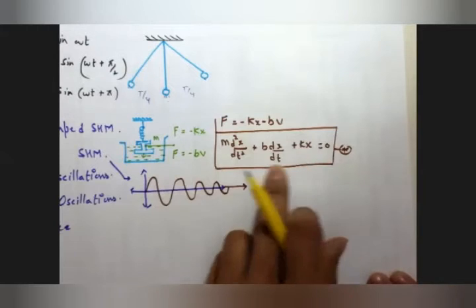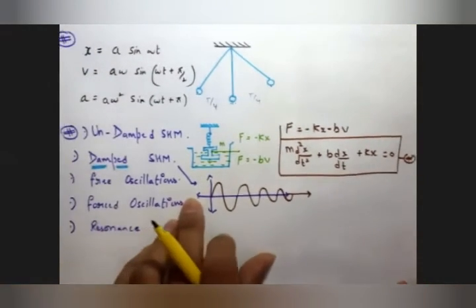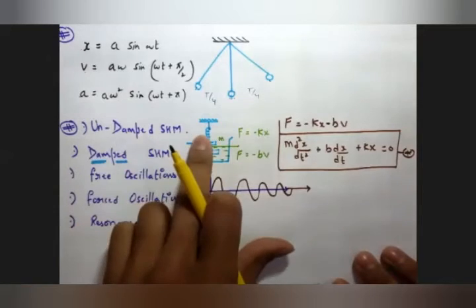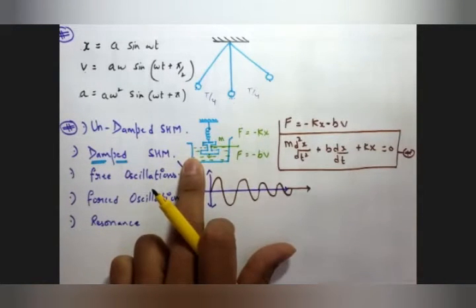The solution to the equation describes the motion of damped oscillation. We are not bothering about it right now. Just understand the terms: undamped SHM and damped SHM. Now, what is free SHM?